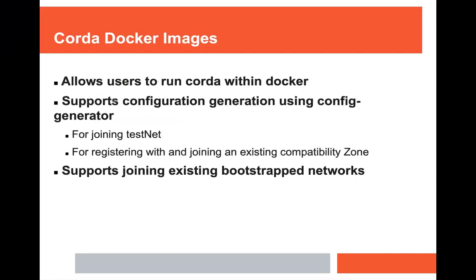So what does it do? It allows people to run Corda within Docker, and it supports automatic config generation for two cases. If you want to join Testnet, or if you want to register and join an existing compatibility zone. And it also, by default, allows you to use bootstrap networks.